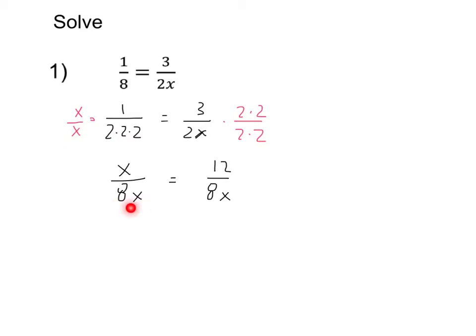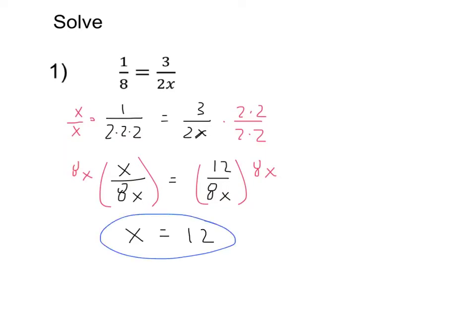And now that I have the same denominator, it should be really easy to see what's going to happen next. If I multiply both sides by 8x, what will happen? Right here, 8x divided by 8x is 1, so this is just x. And then over here, same thing, 8x divided by 8x is 1. So we just have 1 times 12, which is 12. And then we end up with our answer. I also want you to remember, what does this answer mean? 12 is our solution, which means that if we were to plug that back into our original equation, that would make this equation true.